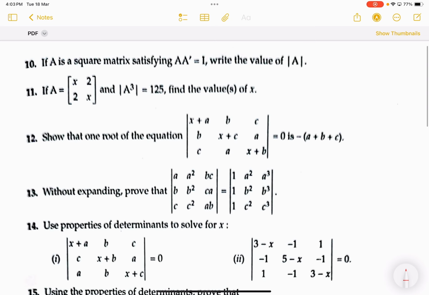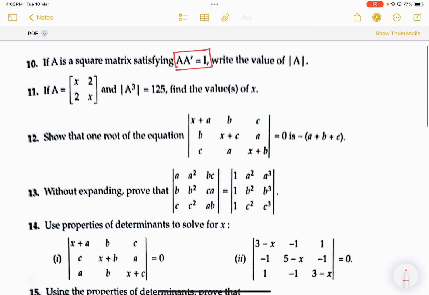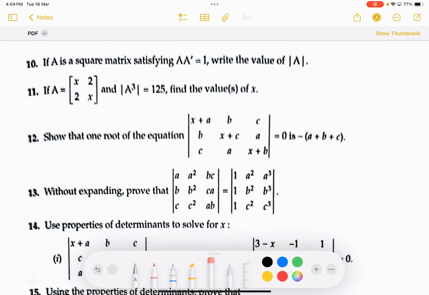If A is a square matrix satisfying A into A dash is equal to I, write the value of determinant of A. See how it will become I, because matrix multiplication will give you again a matrix only, not one answer. It is again one matrix, so that is I matrix.